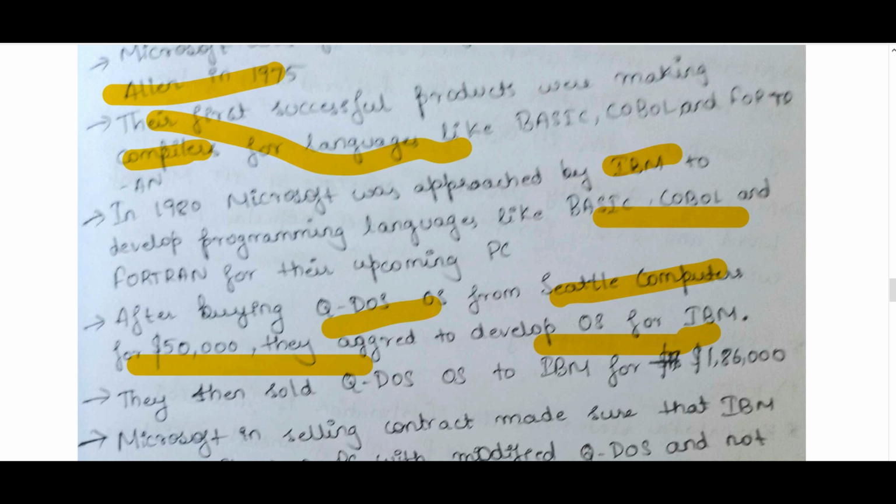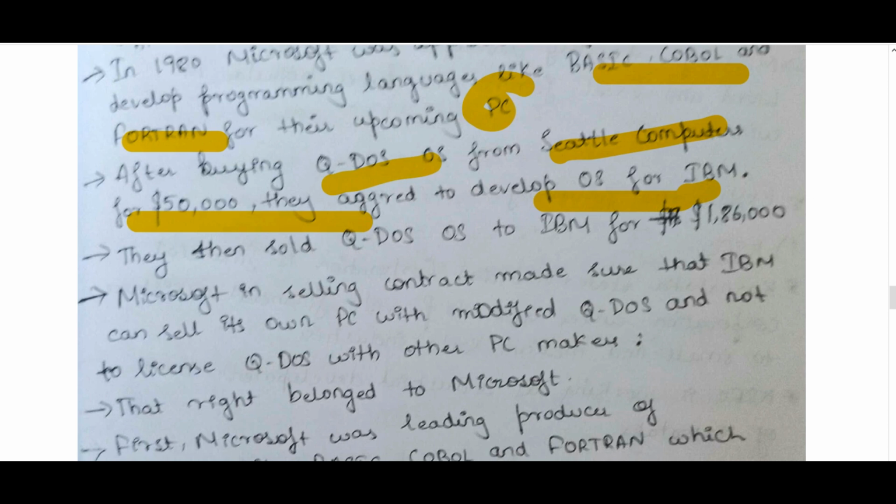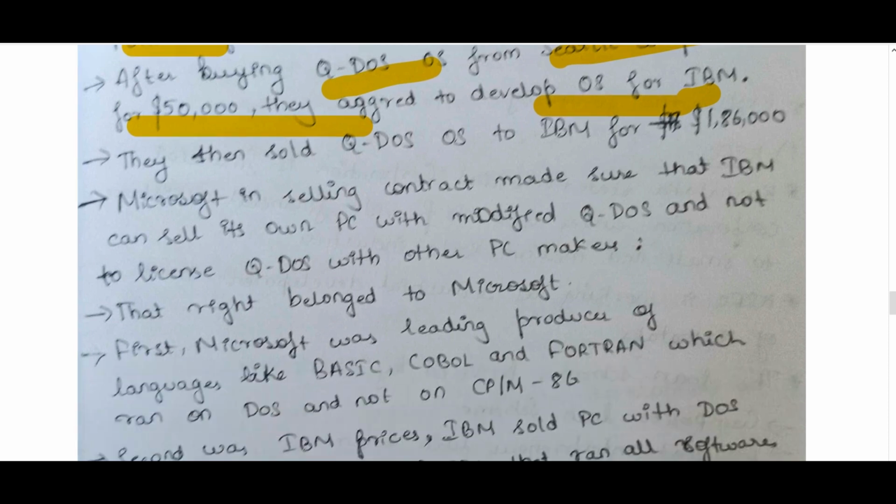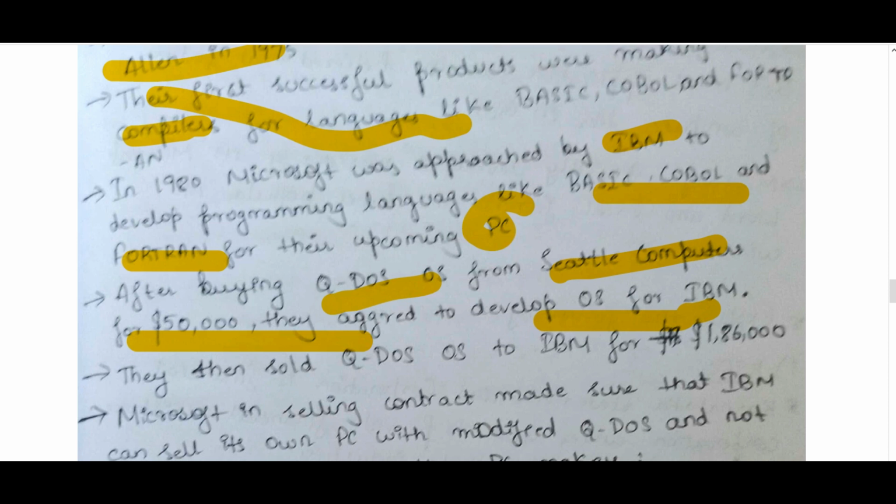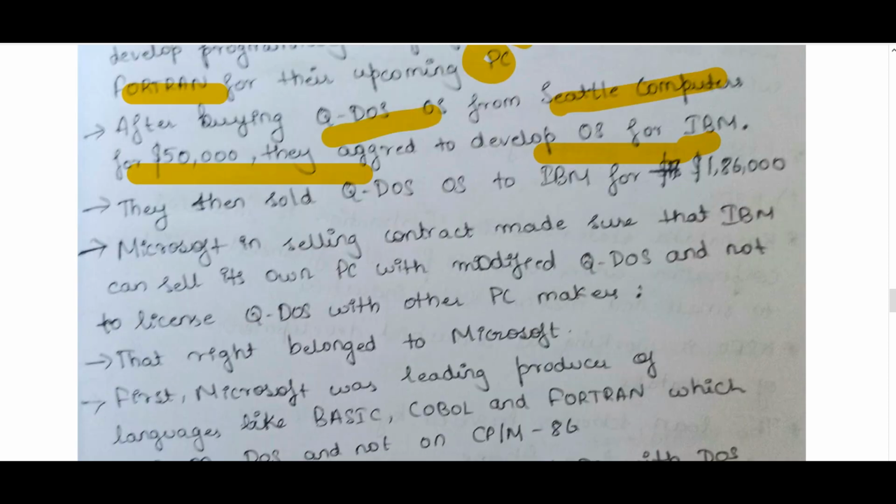IBM contacted them to create an operating system for a PC using these Basic, COBOL, and Fortran languages. Then what they did, they didn't create it. They instead bought it from Seattle Computers for $50,000 to develop an OS for IBM, and they gave it to IBM. How they gave it, I will tell you now. Then they sold QDOS to IBM for $186,000.